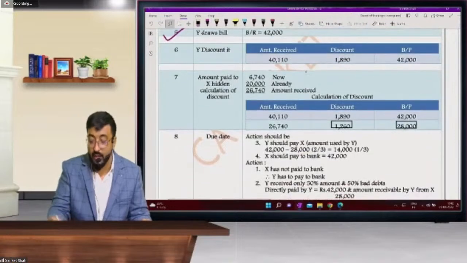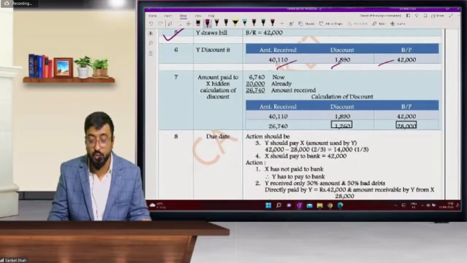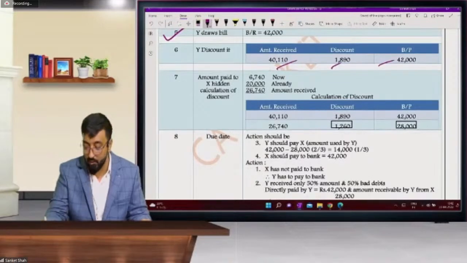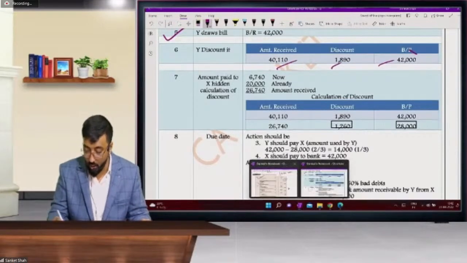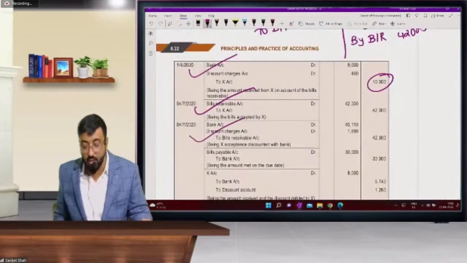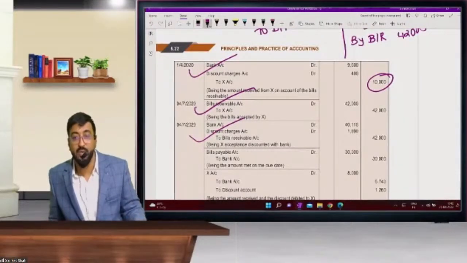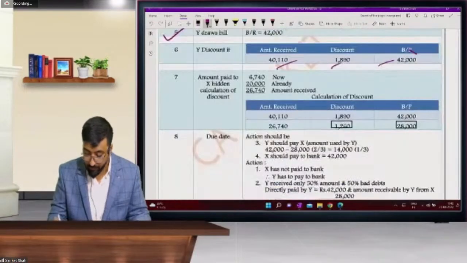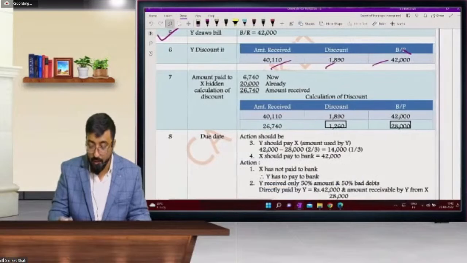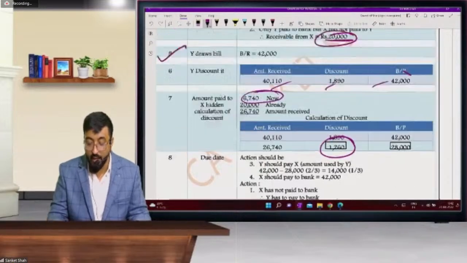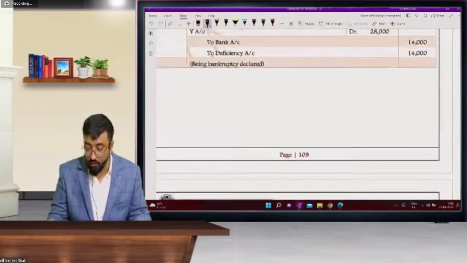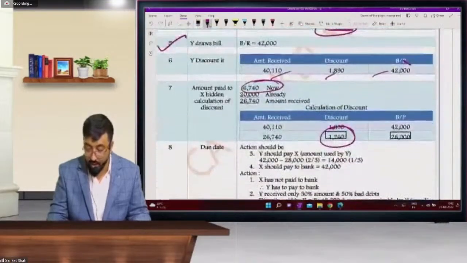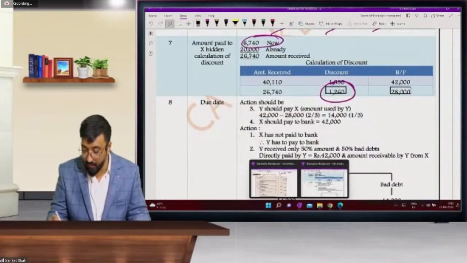Now Y got the bill discounted at 40,110 and the discount amount is 1,890. Actually, this is bills receivable, not bills payable. So bank account debit, discount account debit, 40,110 and 1,890, to bills receivable 42,000. Now what happened? He transferred 6,740. Discount he transferred 1,260 and total 8,000. So in the books, you can check here, he paid 6,740.